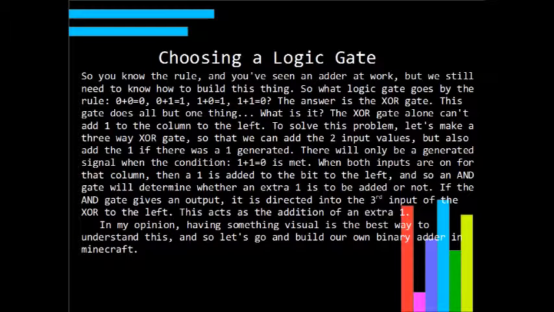The AND gate will determine whether an extra 1 has to be added or not. If the AND gate gives an output, it's directed to the third input of the XOR gate to the left. This acts as the addition of the extra 1, so when the carry goes into the third input, we add a 1 to the bit to the left.